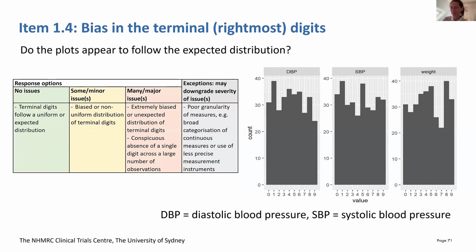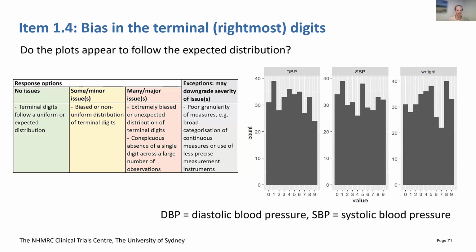Here we've told our automated script to give us terminal digit bias graphs for diastolic blood pressure, systolic blood pressure, and weight. On the x-axis is what the terminal digit was, from 0 to 9, and on the y-axis is how many participants had this terminal digit. I'll let you have a look at this plot and start thinking about whether these are no issues, some minor issues, or many major issues. You can start getting your phones or laptops ready because we're going to ask you via Slido again.